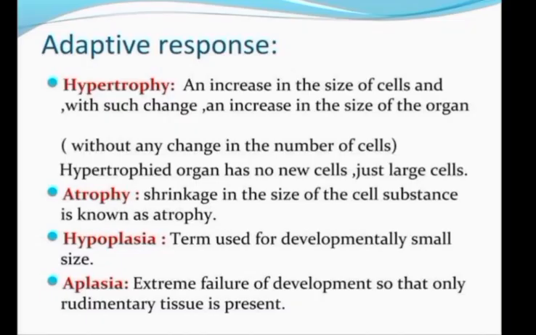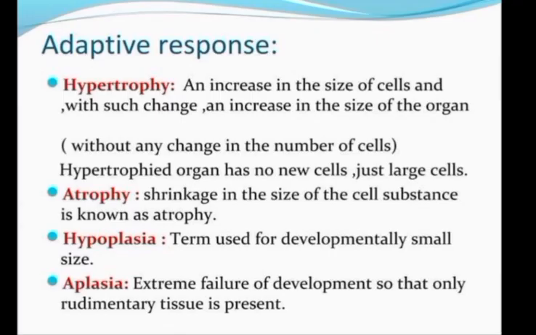Hypertrophy is a type of cellular adaptation. In hypertrophy there will be increased size of cells. For example, the pregnancy condition: there will be increased size of the cells. Atrophy means shrinkage in the size of the cells.